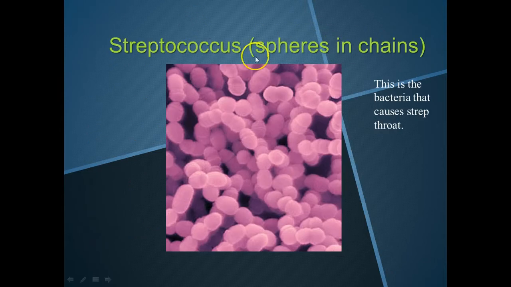Streptococcus is in the image here. This is the bacteria that causes strep throat. Coccus means spheres. Strepto means in chains. So you can see here you've got spheres that are linked together in a chain-like form. That would be Streptococcus. That's how you name that.